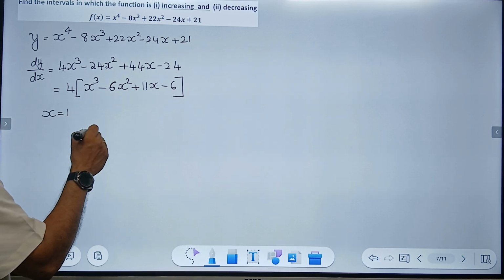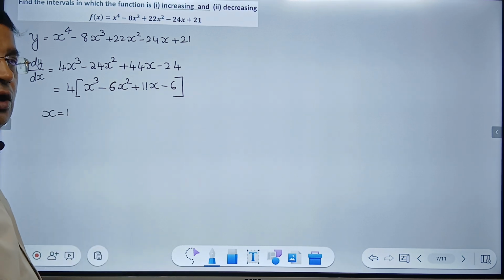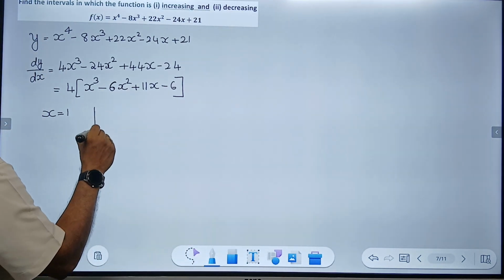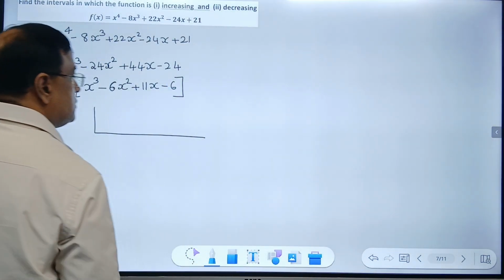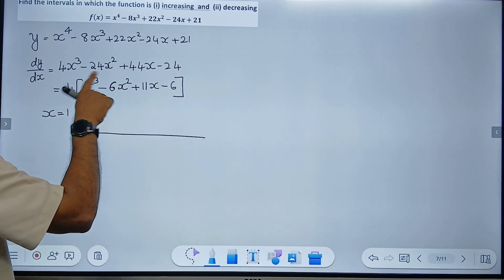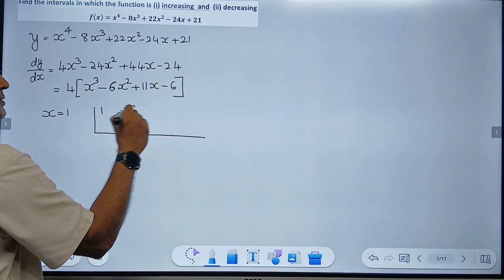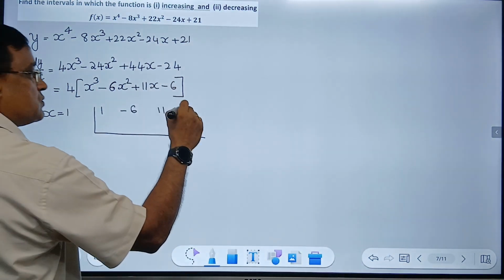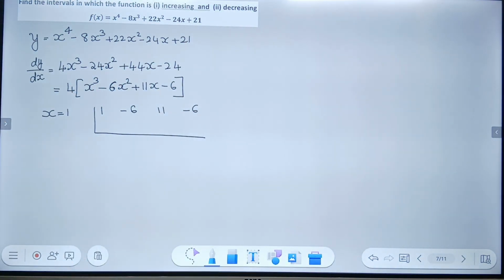How do I find the remaining root? You can do polynomial division or you can do synthetic division. I prefer to do synthetic division. So let me explain once again what synthetic division is. What is the coefficient of x cube? It's 1. After that x square, it is minus 6. After that it is x, which is 11. After x it is the constant, so it is minus 6.